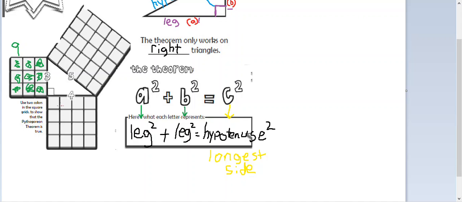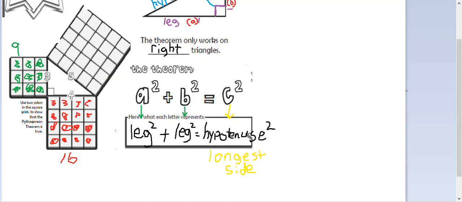I'm going to color in this side with a different color. I see this is 4. This is also my leg because it's touching this right angle. So I know that's going to be B. I'm going to color this side in red. And I know it's 4 squared, so I should have 16 squares. So I colored those in red. I have 1, 2, 3, 4, 5, 6, 7, 8, 9, 10, 11, 12, 13, 14, 15, 16 squares on that side.